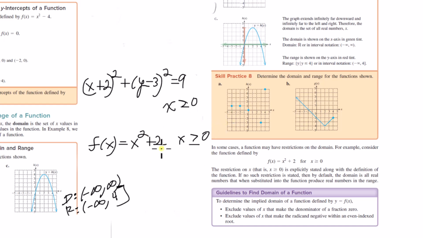So typically, with no restriction, for x squared plus 2, you could input anything into a polynomial. Well, now it's just x is greater than or equal to 0. But then you also have to think about, okay, does that change the range as well? The fact that you can't input anything that's less than 0, sometimes it will, sometimes it won't.